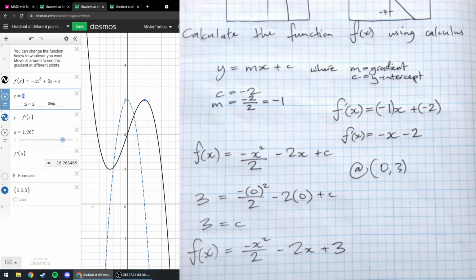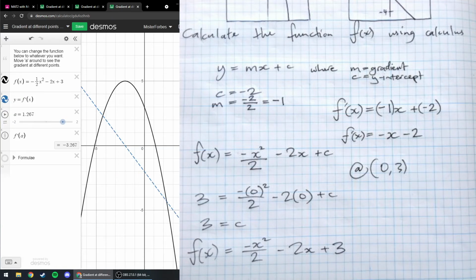Let's have a look at that. So I've got that up here. As you can see, here's the function. I made sure that it goes through this point, 0, 3. So here is our original function. F of x equals negative half x squared. This is just another way of writing negative x squared over 2. This is probably a slightly less fancy way to do it, to be honest.